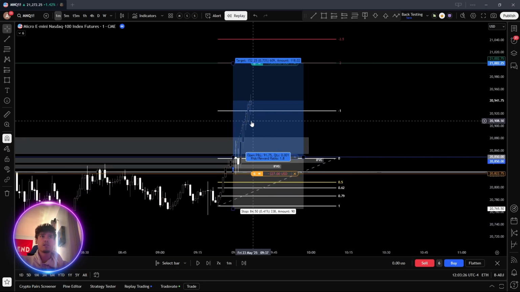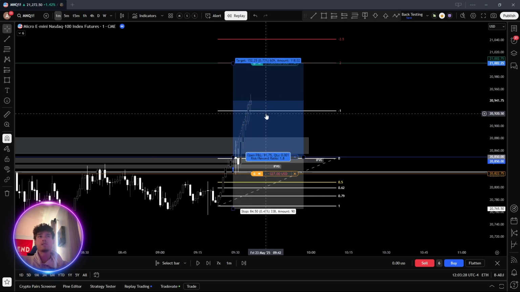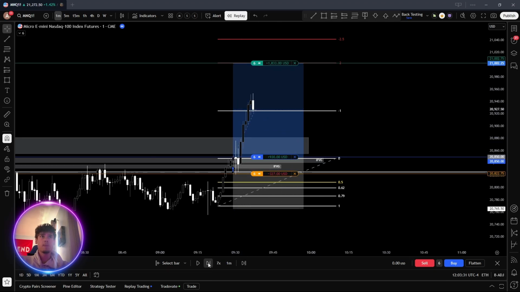I'll move it just to here because this is a very strong move, so I wouldn't be surprised if it comes down to retest one more time. There you go, retest. Yeah. So now we want to see a big push off of this to go hit our -2, which we see happening right here.